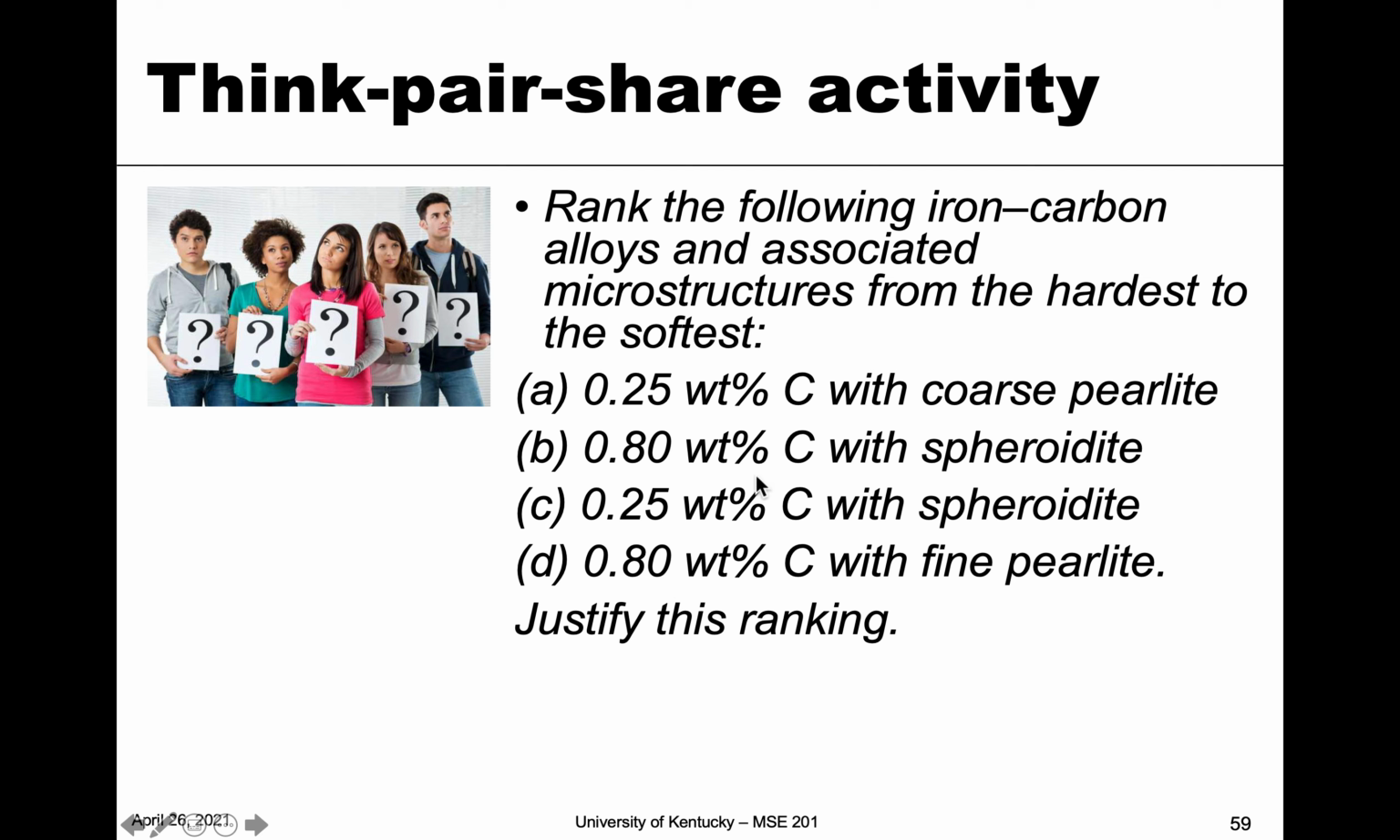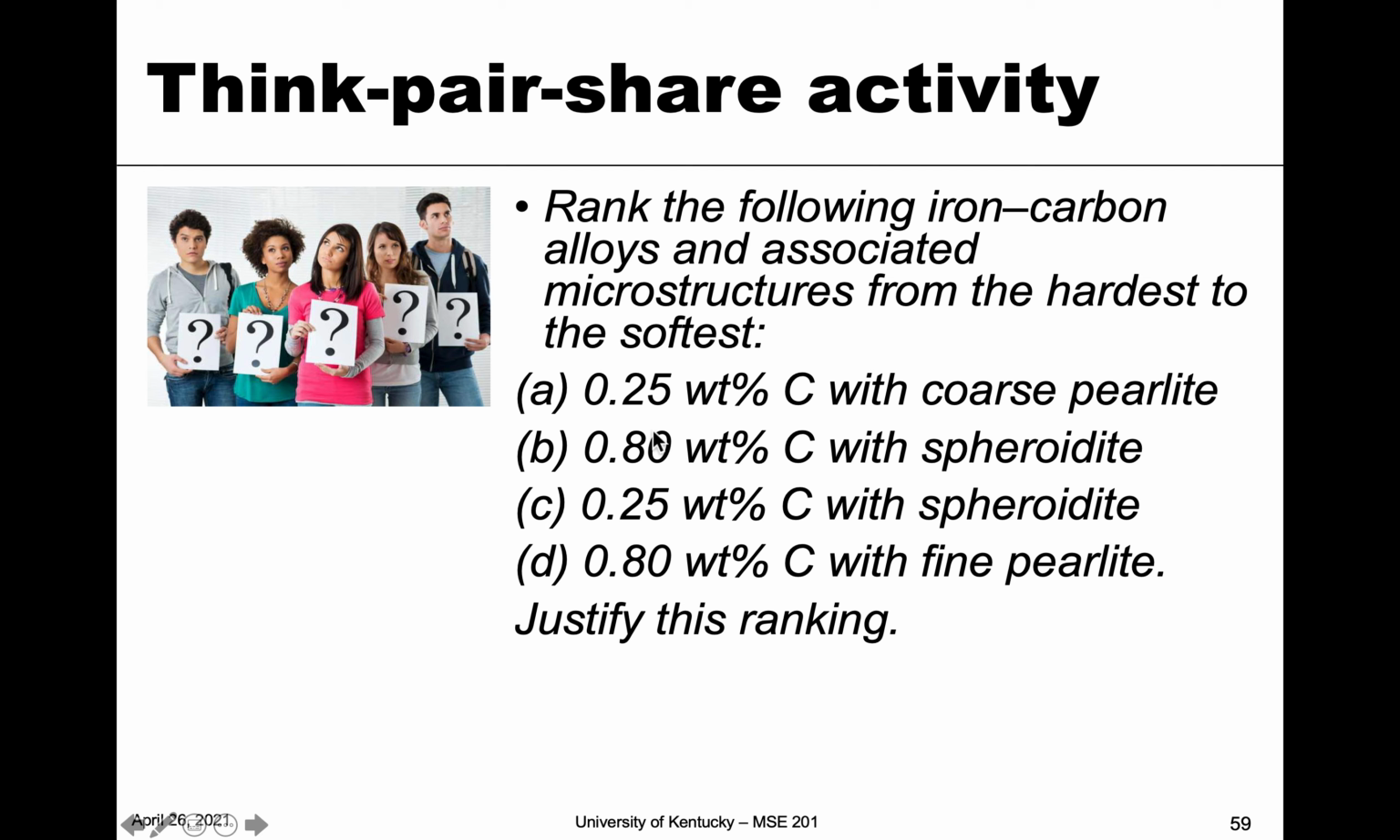Then we saw the microstructural rankings, right? And so we saw that fine perlite was the strongest of those three, followed by coarse perlite, followed by spherodite. So what that's going to tell us is that D should be the strongest or the hardest because it has the best microstructure for that and the highest weight percent.